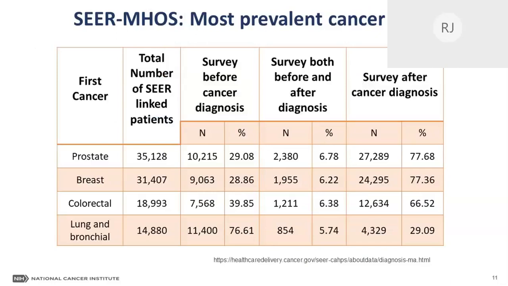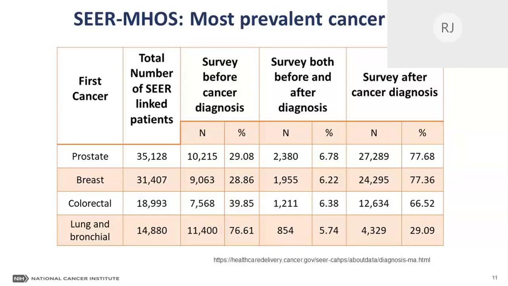And this slide represents numbers of the most prevalent cancer types available in the SEER-MHOS data resource, and when the surveys are occurring relative to the cancer diagnosis. As you can see, there are large numbers of prostate, breast, colorectal, lung, and bronchial, and this data is representing 1998 to 2017. About 6% of the patients for each cancer completed a survey before and after diagnosis. That means they were enrolled in Medicare Advantage, completed a survey, the SEER-MHOS survey, then within the 2-year period before they completed another survey, were diagnosed with cancer. This is a very unique cancer population to study and one of the true highlights of this data resource.